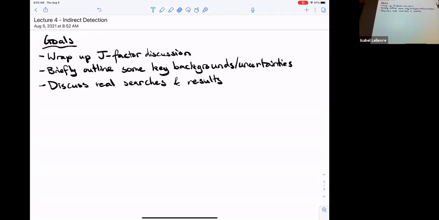Okay. So I want to begin today by just giving a few comments on that, then wrapping up a couple of other points that I wanted to make about the J-factor calculations. Then I want to briefly outline some of the key backgrounds and uncertainties that you're going to see when we look at real searches. And then I'm going to switch over to slides and we'll go through the kinds of indirect searches that experiments have actually done. This will not be a complete set, but I'll try to highlight the ones that give the current strongest constraints and that illustrate the concepts that we've been talking about.